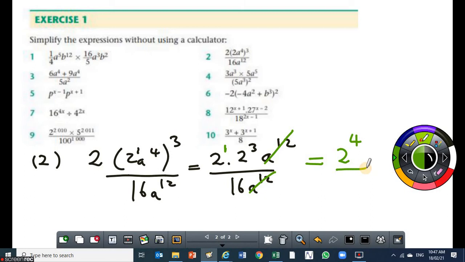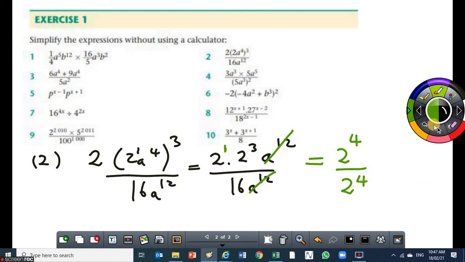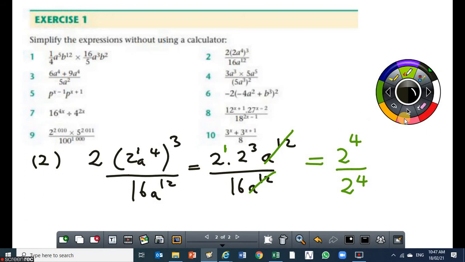And this is a 16. We can write 16 using a base of 2, which will be equal to 2 to the power of 4. Now, because the base is the same, the exponent is the same, the answer will be a 1.